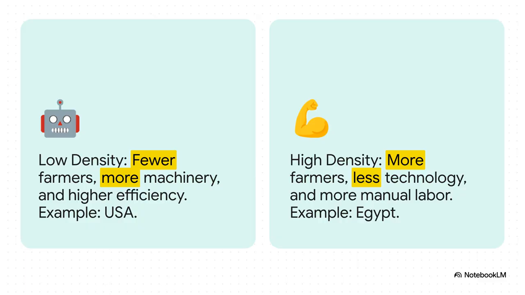And this comparison makes it super clear. In developed countries, like the US, you see a low agricultural density. That's because technology allows just a few farmers to manage huge areas of land really efficiently. But in many developing countries, you see a high agricultural density, which usually points to a bigger reliance on manual labor and maybe subsistence farming.